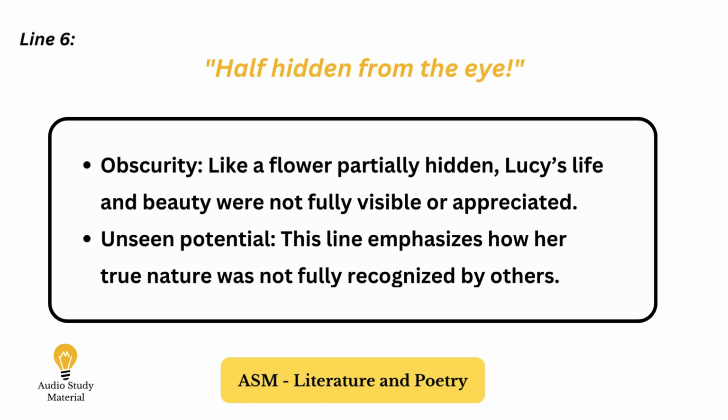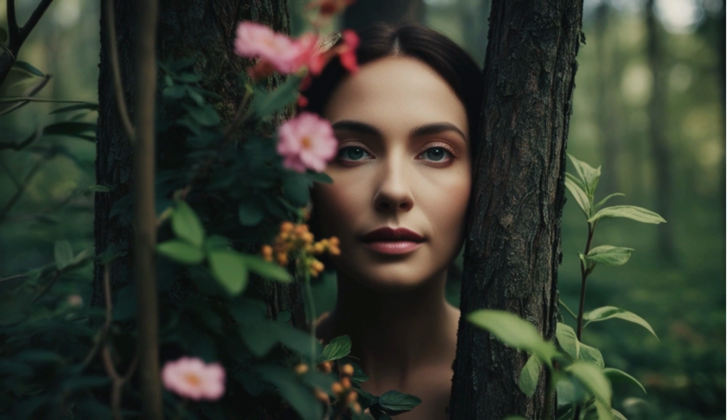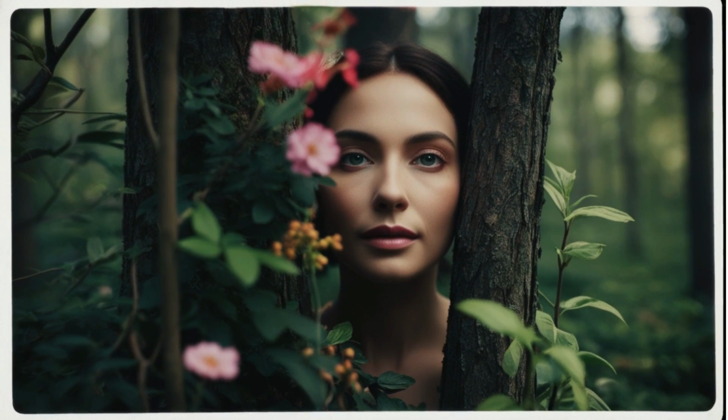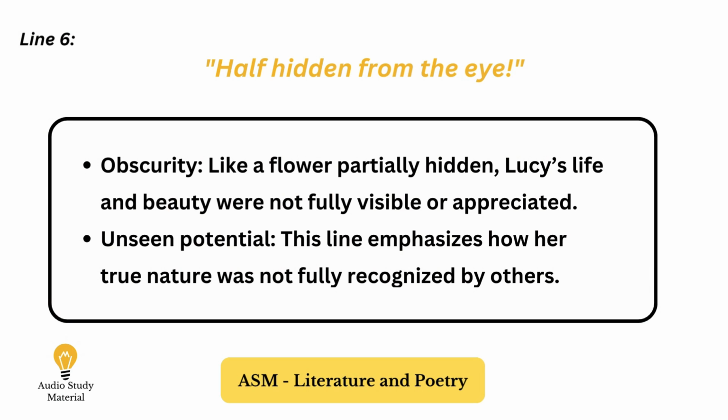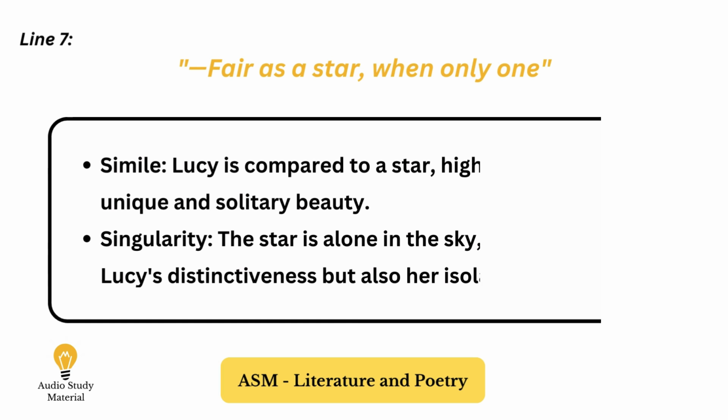Line 6. Half hidden from the eye. This line reinforces the idea that Lucy, like the violet, was not fully visible or recognized by others. Her beauty, both in her appearance and her personality, was hidden from view. This obscurity symbolizes how her life went unnoticed, as if she existed in the shadows, out of sight from the world.